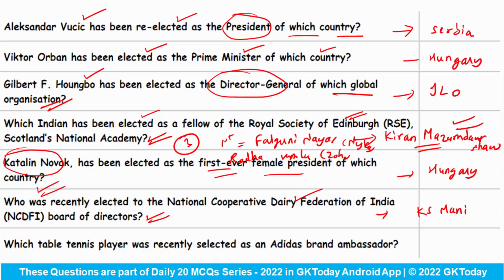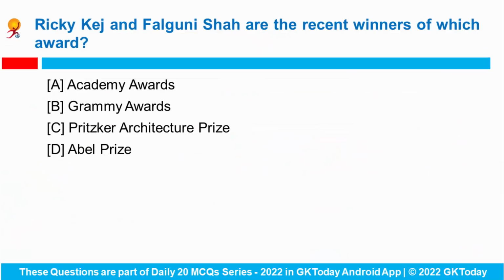Which table tennis player was recently selected as an Adidas brand ambassador? So Adidas has picked up Manika Batra as its ambassador. Okay. Next question. Ricky Cage and Falguni Shah are the recent winners of which particular award?